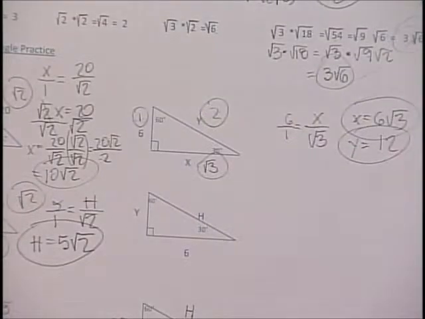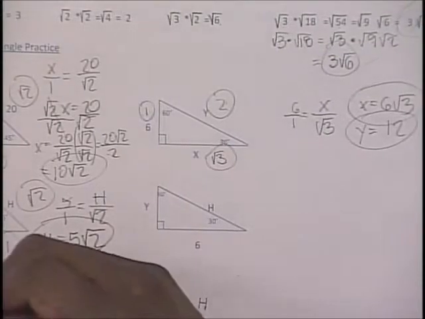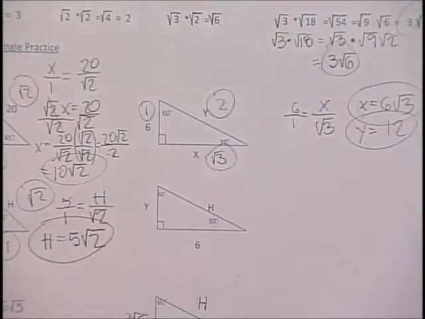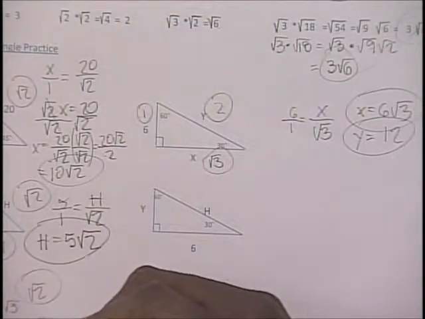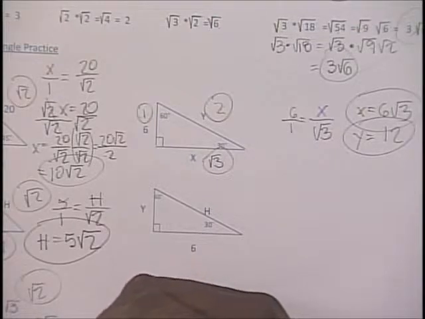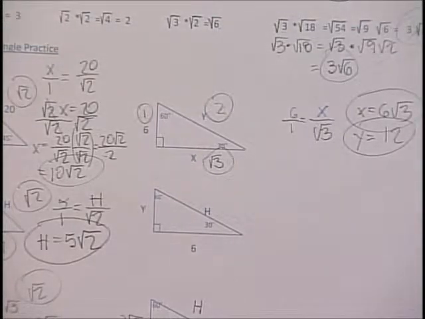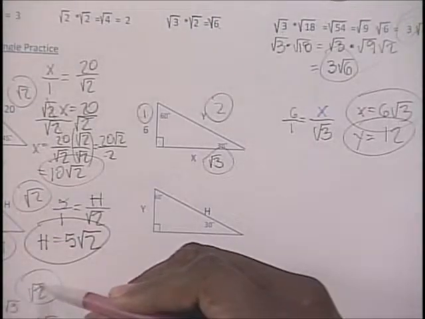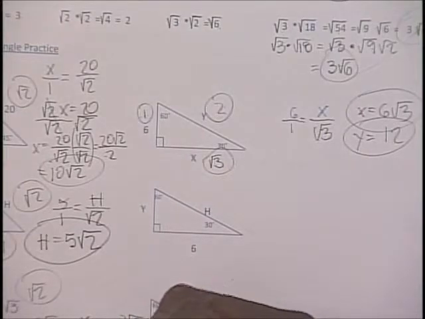Let's do one of these problems because these are sort of demanding. All right, so this is a 1-to-1 to radical 2 ratio. You're going to set up a proportion. You get 6 radical 3 is to radical 2 as x is to 1.